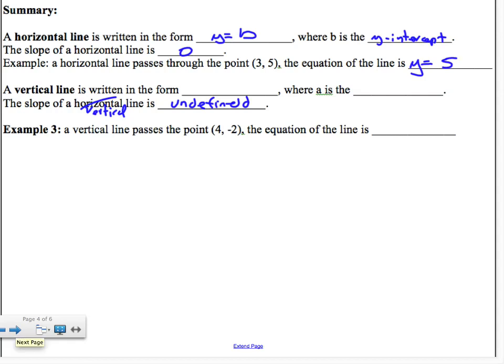Vertical lines are in the form x is equal to a, where a is the x value. So a vertical line that passes through the point (4, -2), x is equal to what? 4, just our x value. It's a vertical line that goes x equals 4. The equation is x equals 4.